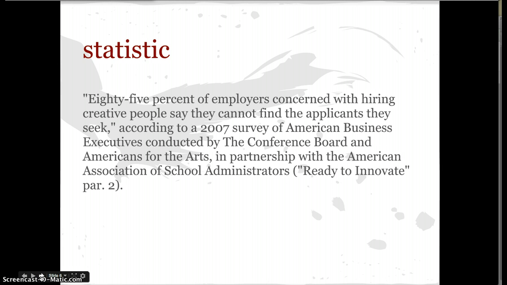Another thing she can use is a statistic, and she found this one that she might be able to use. "85% of employers concerned with hiring creative people say they cannot find the applicants they seek, according to a 2007 survey," and so on. Okay, so she picked a startling percentage. 85% are concerned that they can't find creative people. That plays right into her paper about over focus on testing, taking out creative and innovative teaching, and therefore affecting the students in a negative way. So by starting out with that kind of startling statistic, that piques the reader's interest, and she can then take her own view on imagination in the classroom.